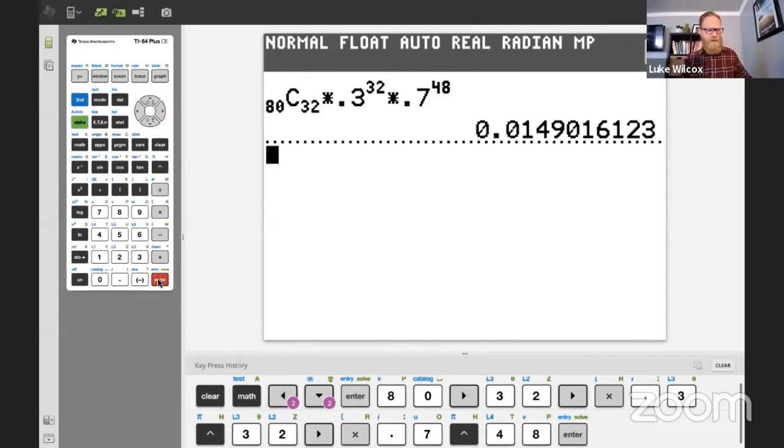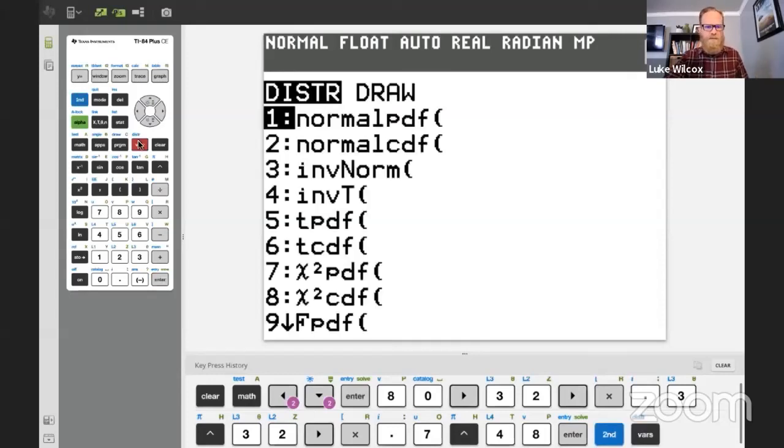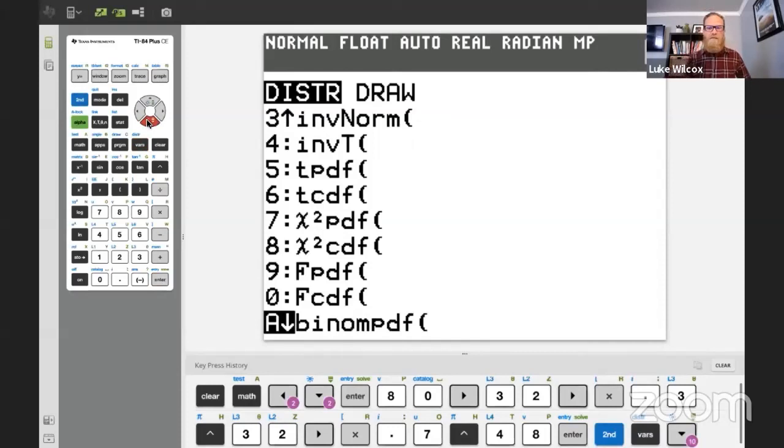Now, I am going to show you a little bit of a calculator shortcut here, another function that you can use in order to find this same value. So here's where you're going to find it. If you go to second vars, which is your distributions menu, and you scroll down a little bit, you're going to find a couple of commands here that include binomial.